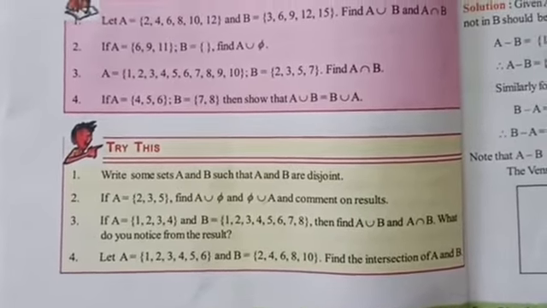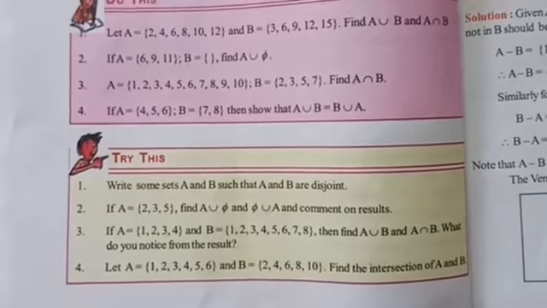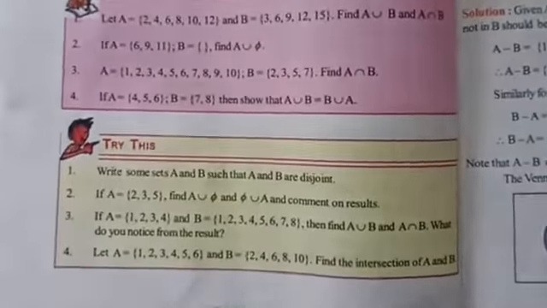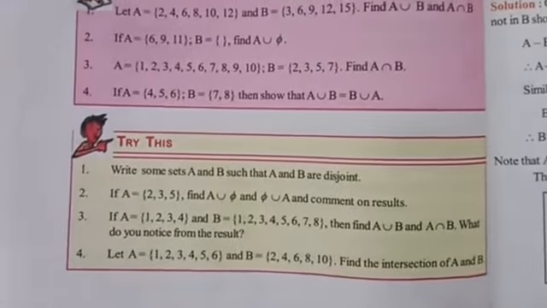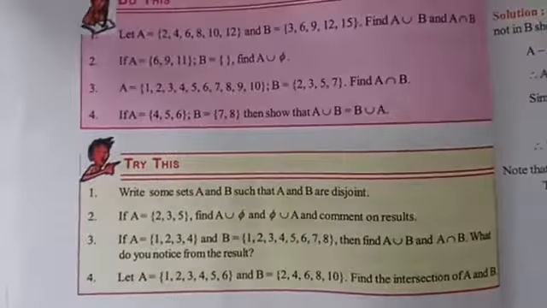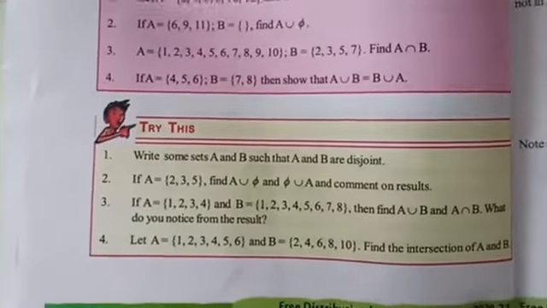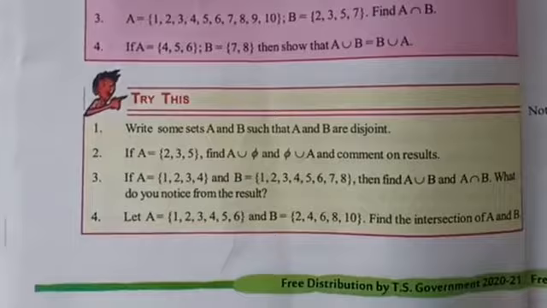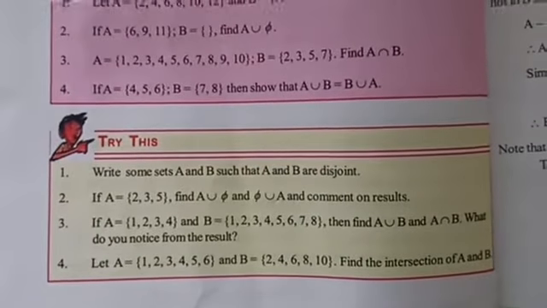Write some sets A and B such that A and B are disjoint. So write any two sets A and B, and those two sets should be disjoint. Disjoint means you don't write common elements of A and B. Write set A and set B with different elements. Okay.